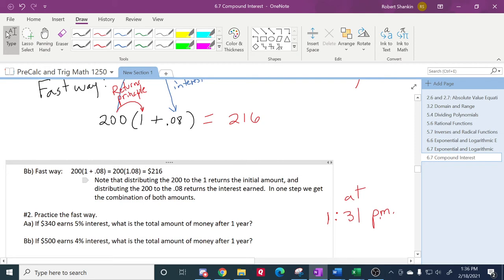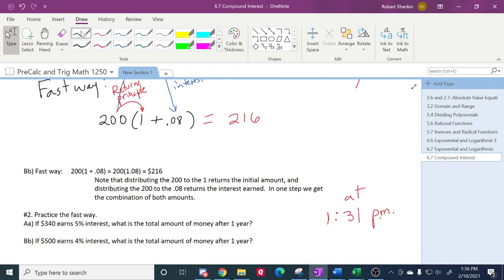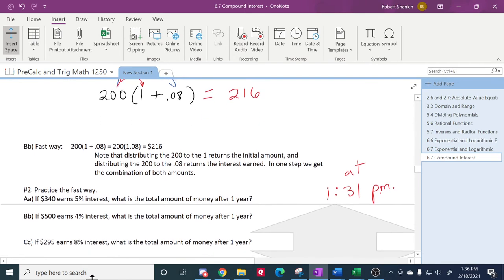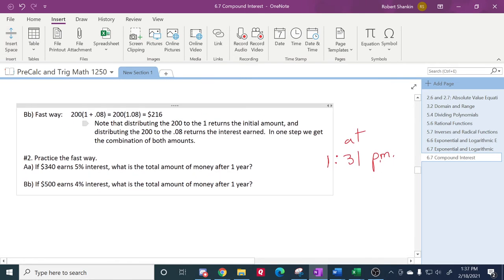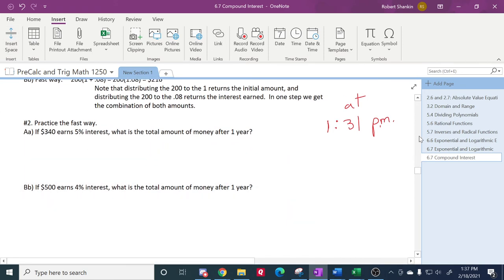So practice the fast way with these 2 problems. Just get used to doing it the fast way. 10 more seconds.